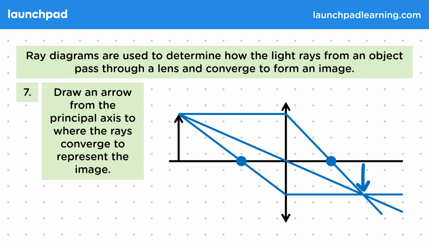This tells us that the top of the image will be here. We draw the image as an arrow as well, as the important information is where it is and how far below the principal axis it extends. Make sure you have a good understanding of this process, as nearly all exam questions about lenses will include either constructing or completing a ray diagram.